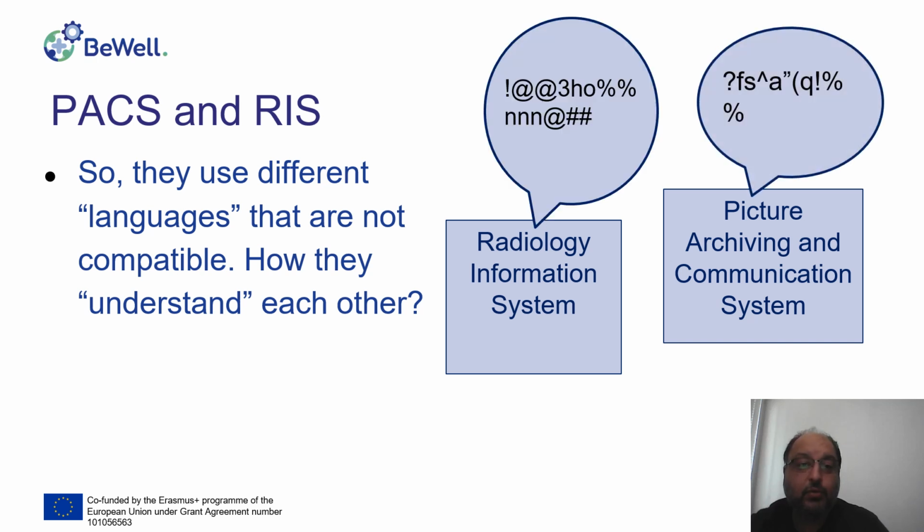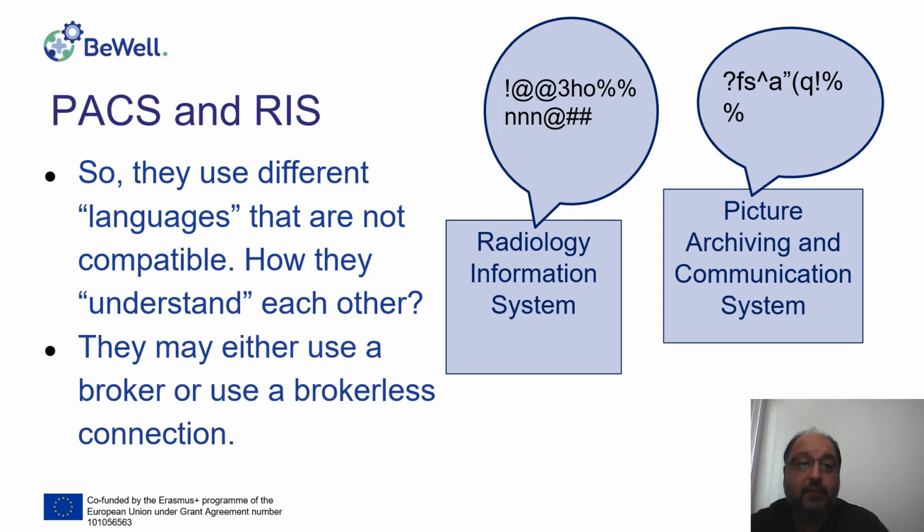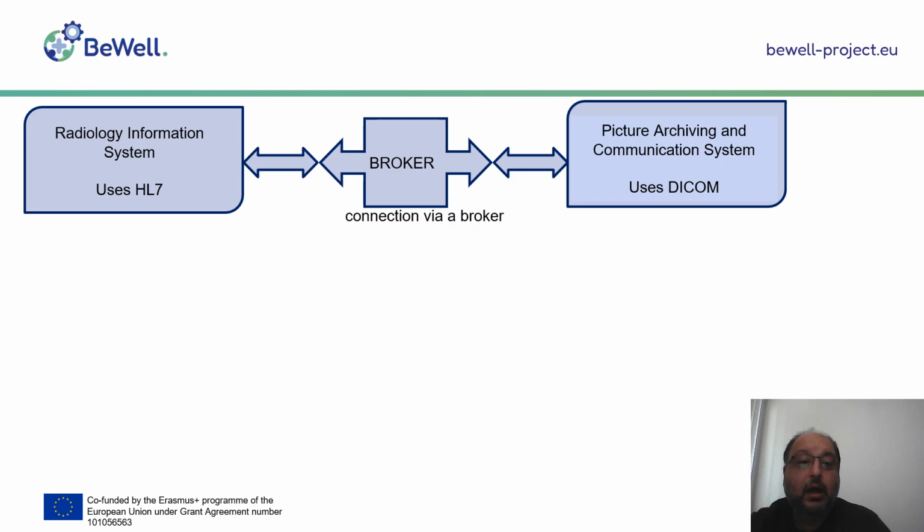So they need someone to help them understand, and they may use a broker or a brokerless connection. The broker is a part of code that translates this information. The radiology information system sends a message to the broker using HL7. The broker converts it to DICOM and sends it to the picture archiving and communication system. And the information from the picture archiving and communication system in DICOM is transferred by the broker to HL7 and sent to the radiology information system.